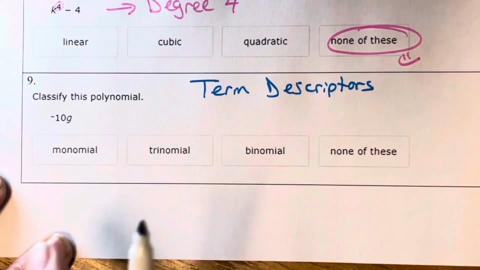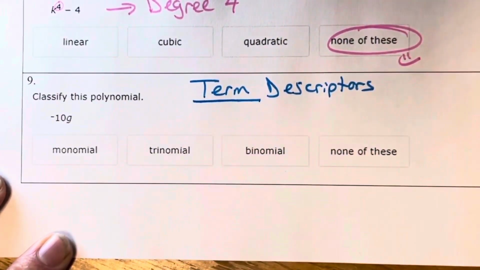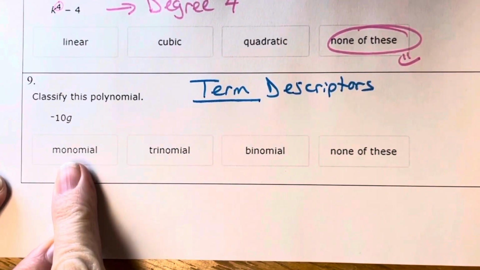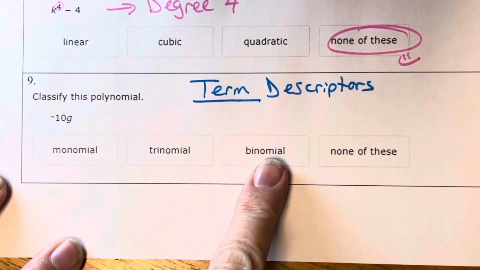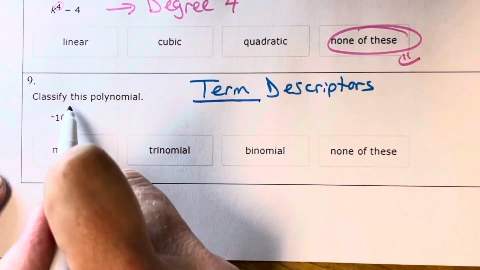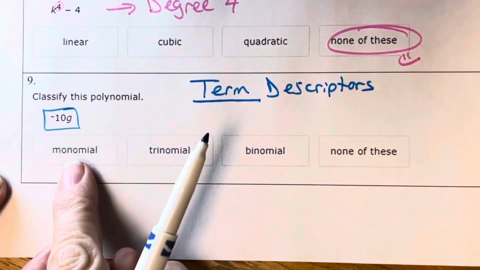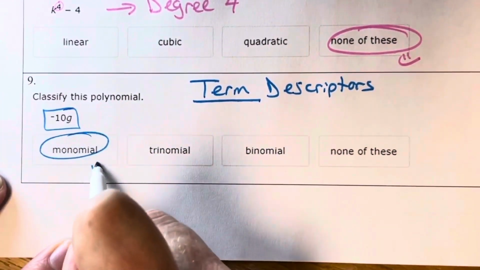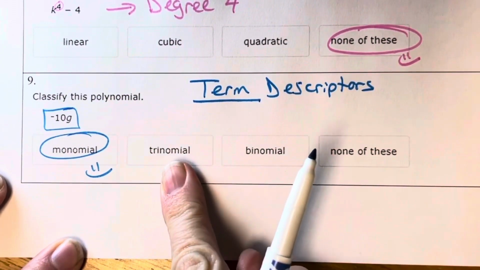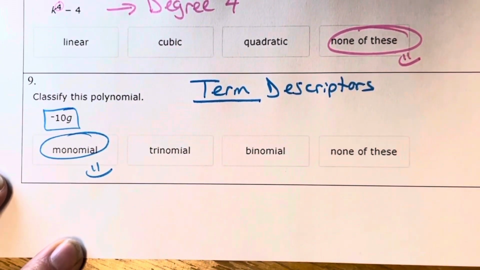Here in example 9, we again have term descriptors as we are looking at the words monomial, trinomial, and binomial. I only have one number chunk, and that is a monomial, whereas a trinomial would have 3 number chunks and a binomial would have 2 number chunks.